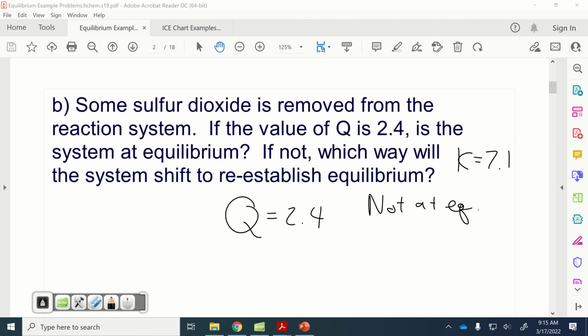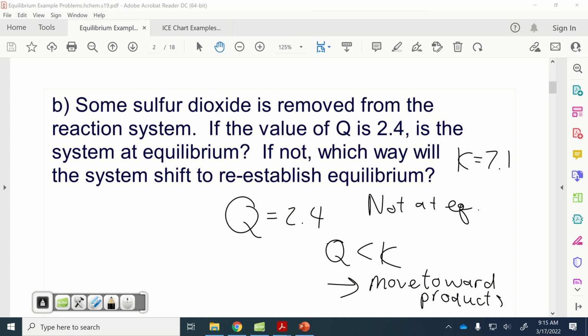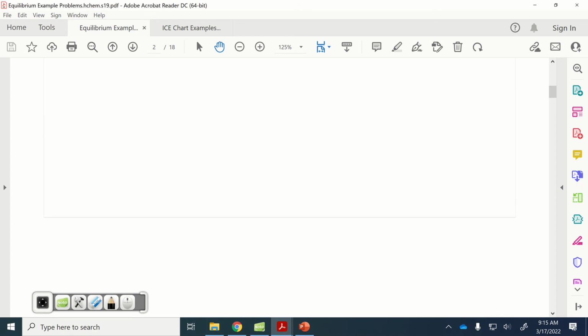But if it's not at equilibrium, which way will the system try to shift? I mean, you could answer this question based on what we already learned with Le Chatelier's principle. We're removing reactants, so which way does it want to go? But let's also prove the point. Q is less than K, which based on our notes, that means this is going to move toward products. We need to create more products to get Q closer again to K. So that's what we're looking at with that particular part.